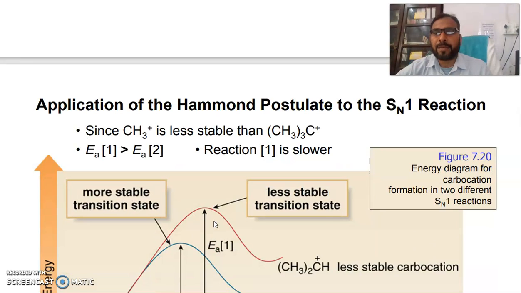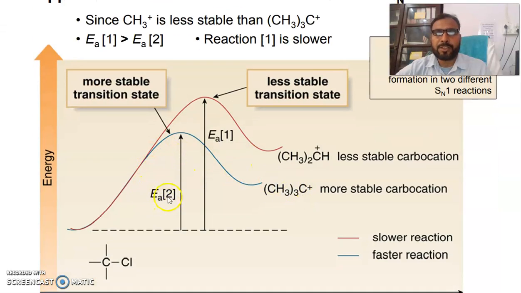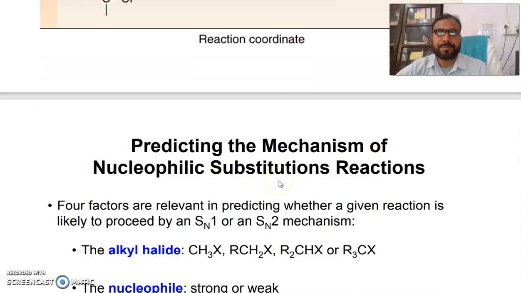Now, application of Hammond postulate to the SN1 reactions. Since methyl cation is less stable than trimethyl carbocation, activation energy 1 is greater than activation energy 2, so reaction 1 is slower. This is the less stable carbocation, this is the more stable carbocation, this one is the slow and this one is the fast. More stable transition state and less stable transition state.